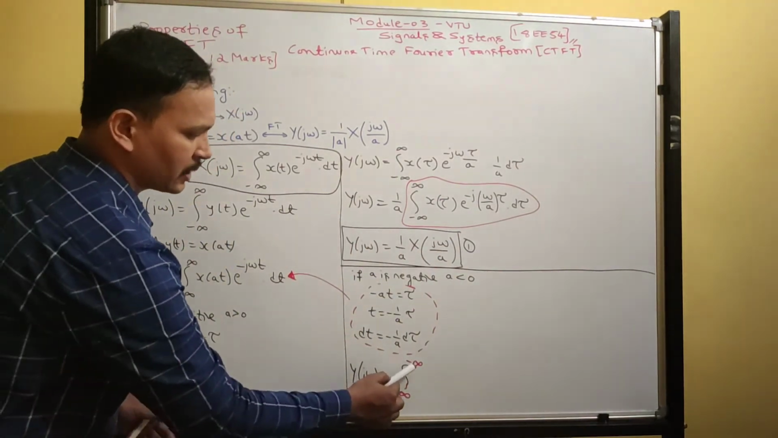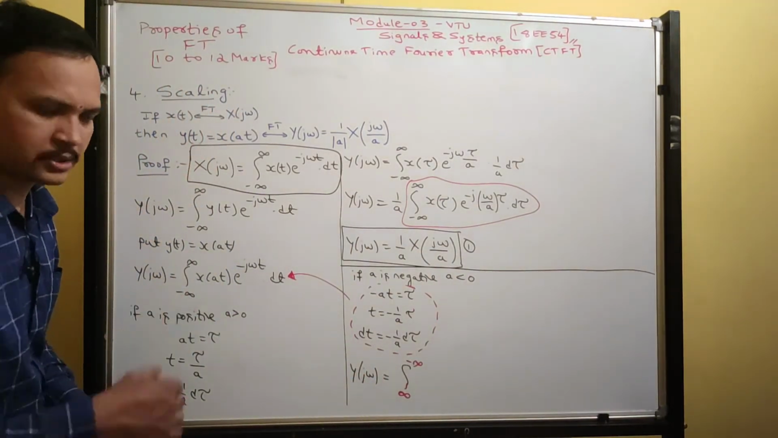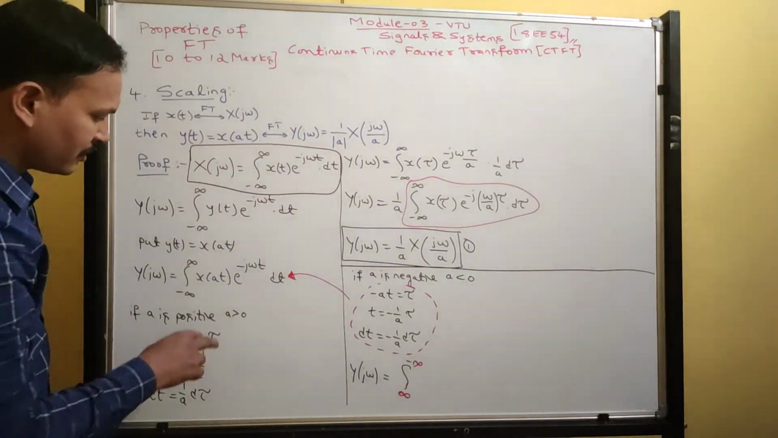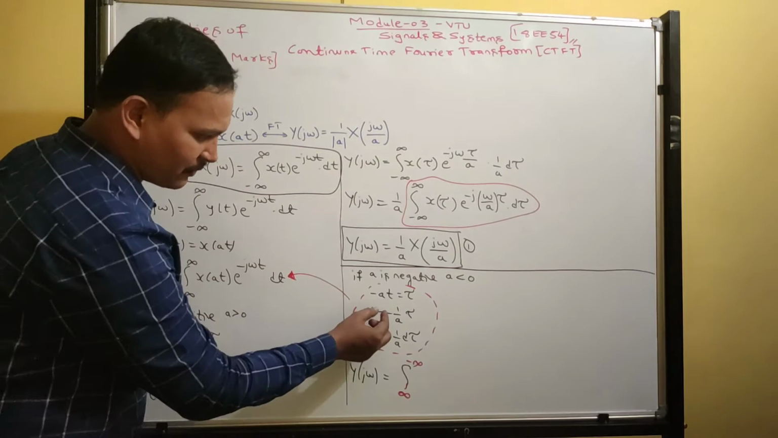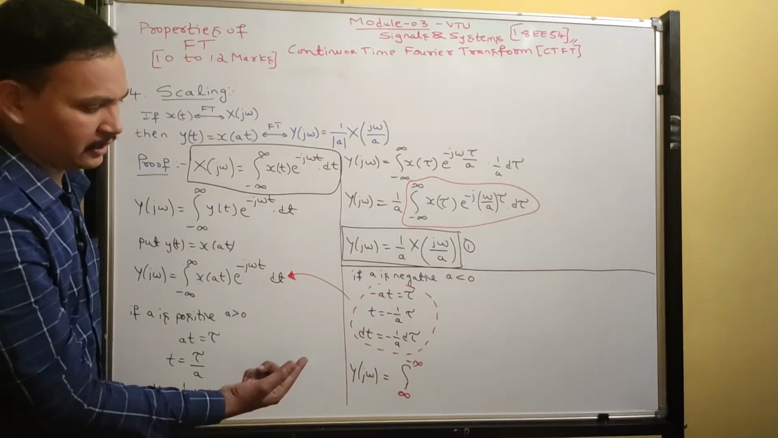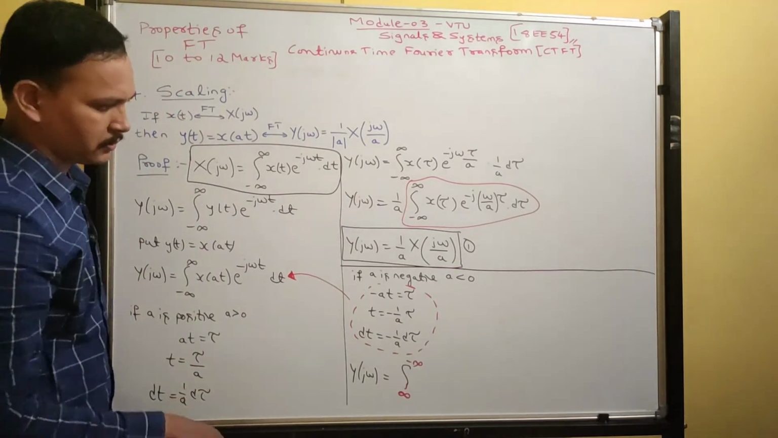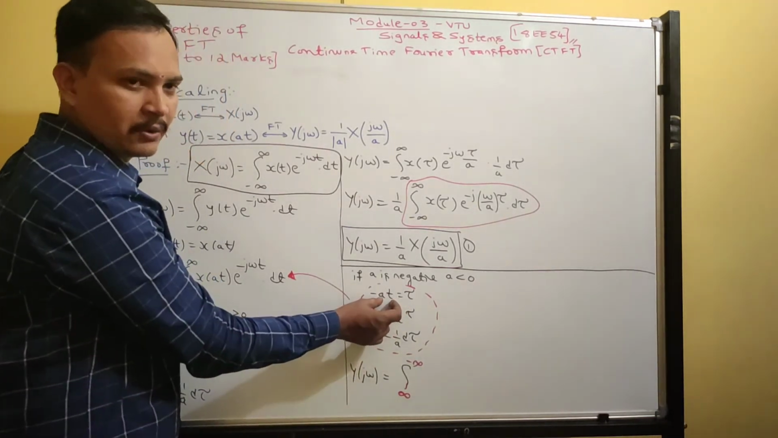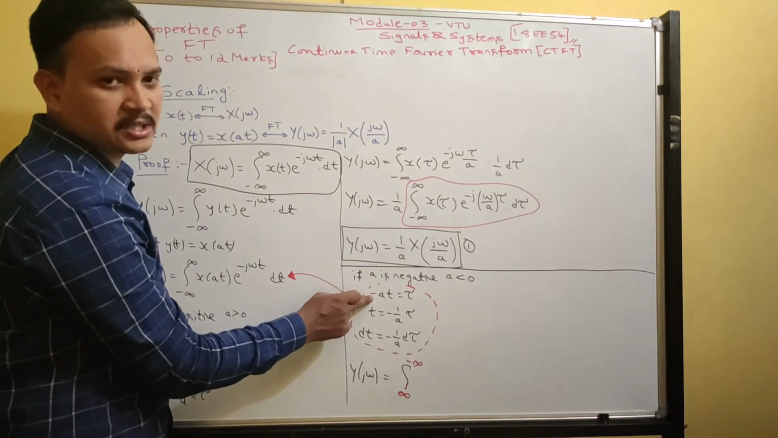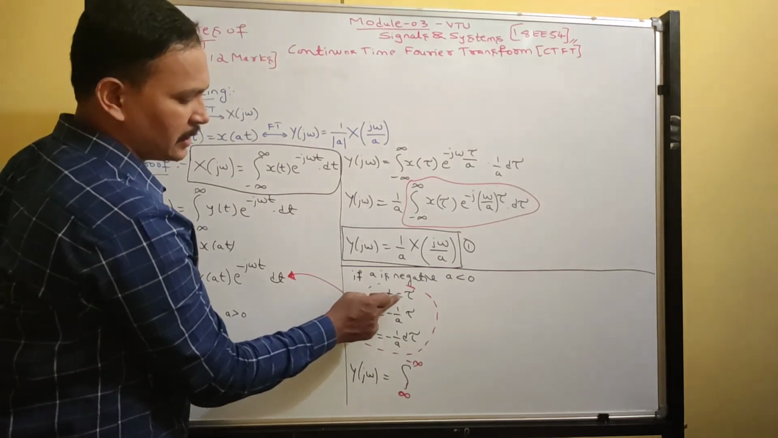See, the upper limit, minus infinity, is obviously going to give you values less than 0. Then x of at. Now we have taken at minus at as tau, but I need to represent it as at only. In order to represent at, multiply by minus: minus into minus plus at. Plus at. That becomes what?